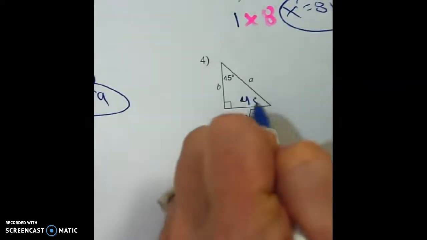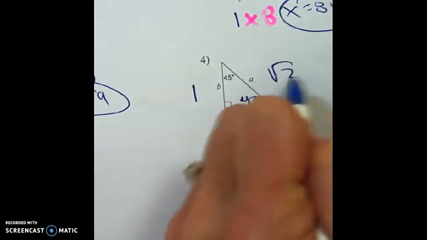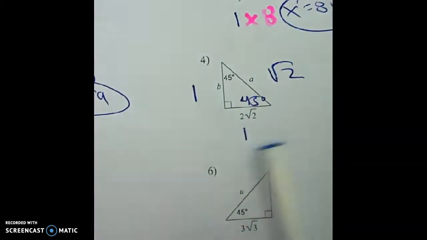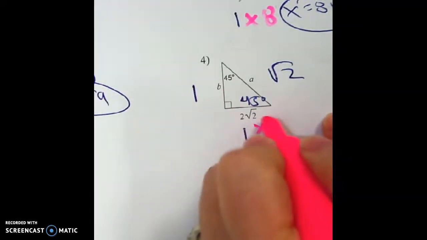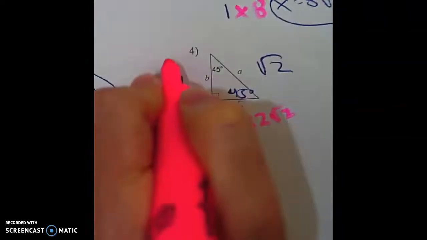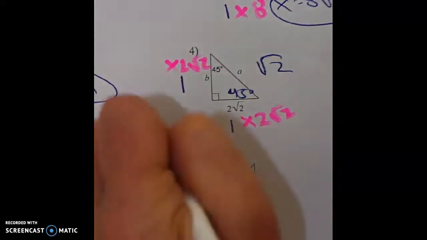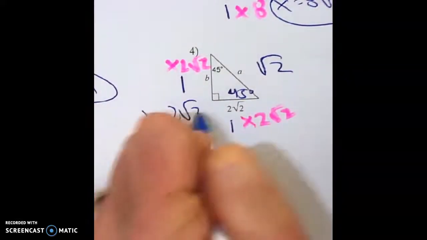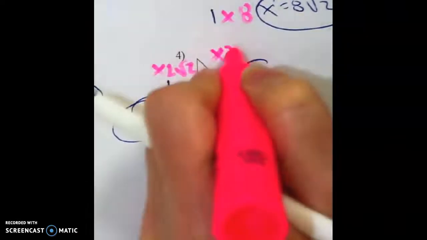This is 45, so that means this is 45. That means this is 1, 1, rad 2. So I have to go 1 times what number is going to give me 2 rad 2? Well, 1 times 2 rad 2 is 2 rad 2. So that means I multiply this by 2 rad 2. So that means B equals 2 rad 2. And then I have to multiply this by 2 rad 2.